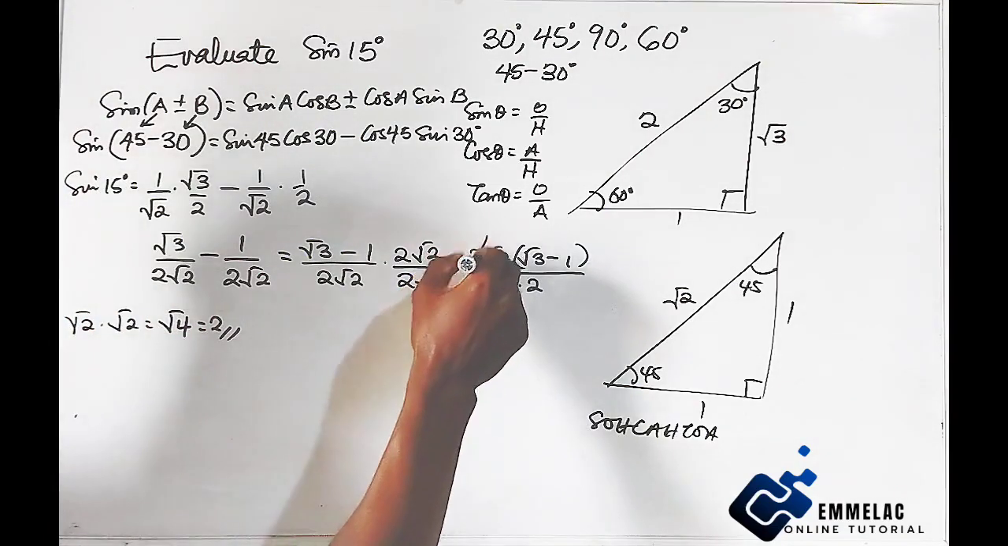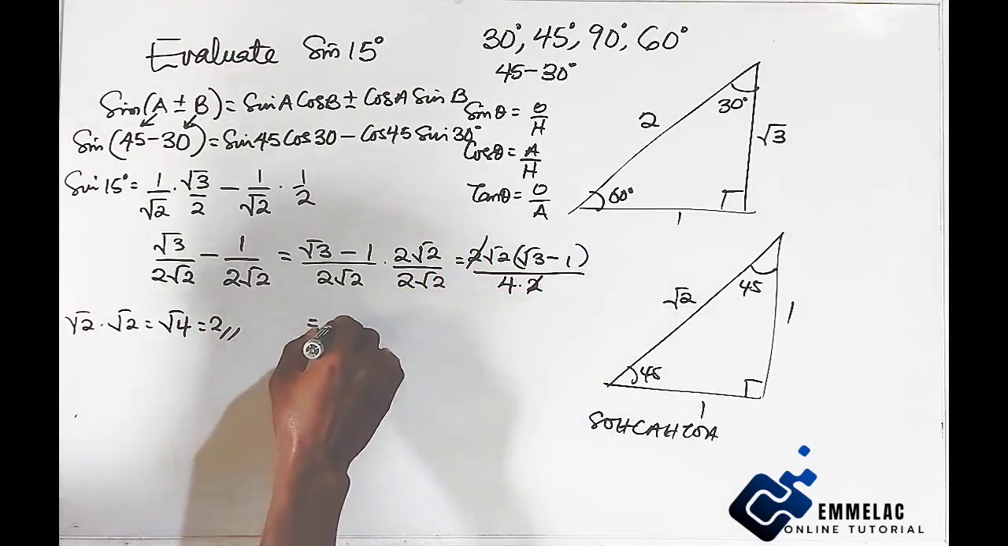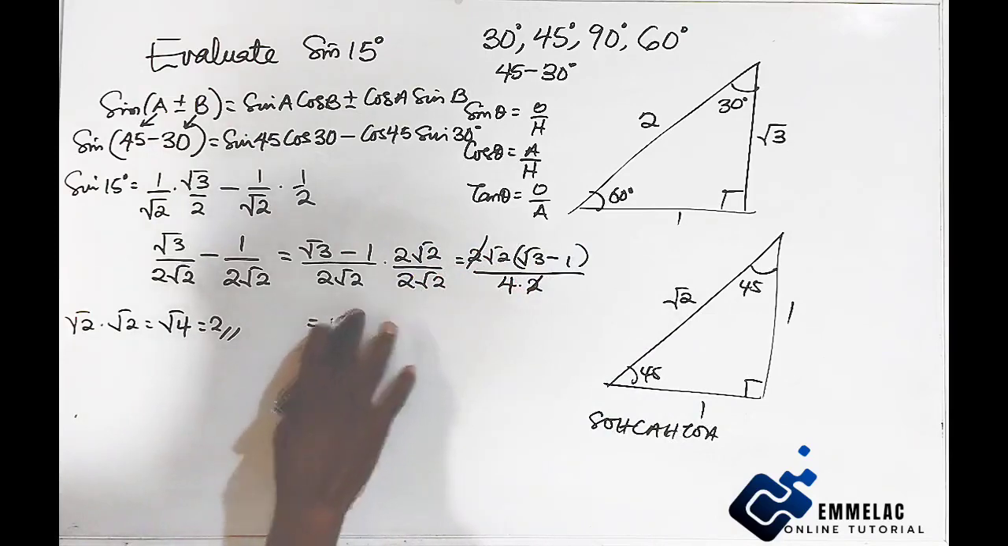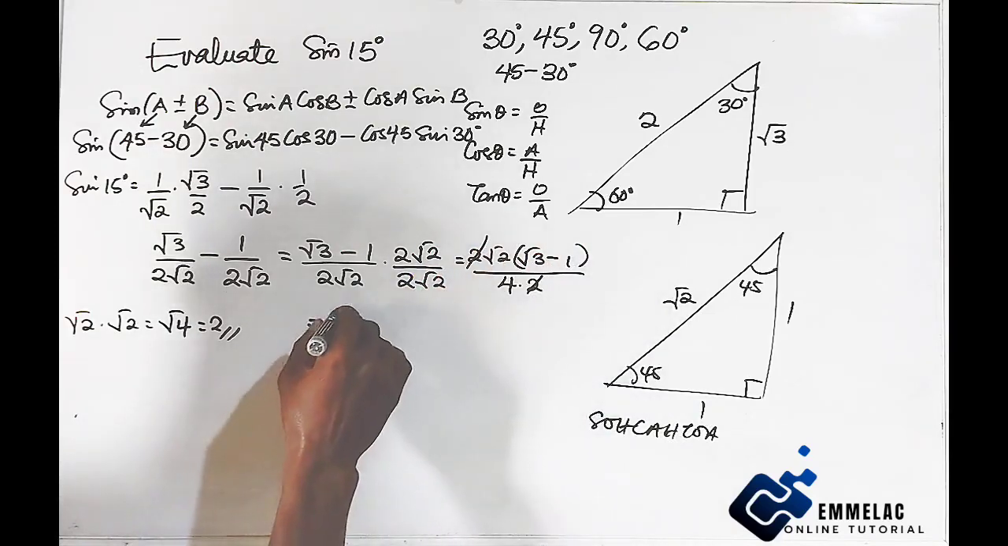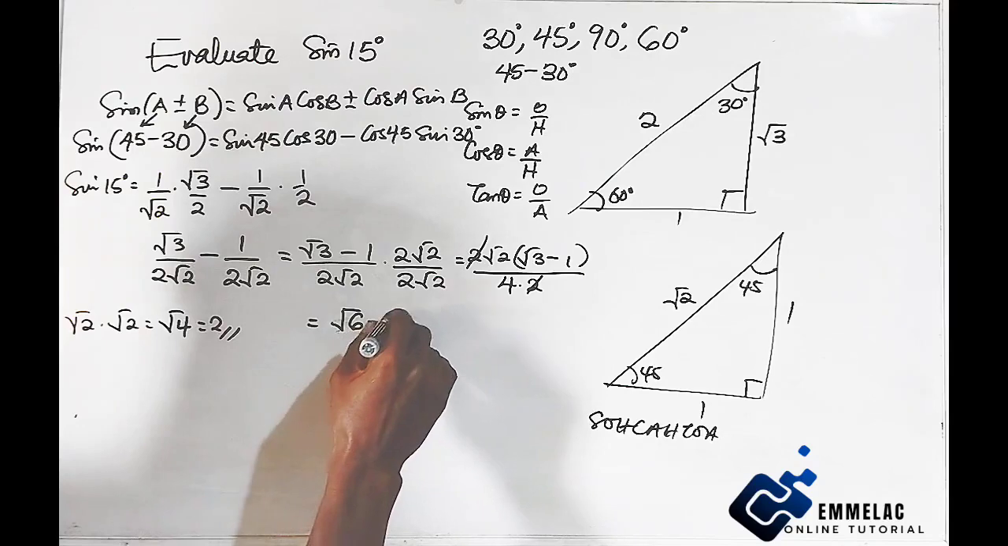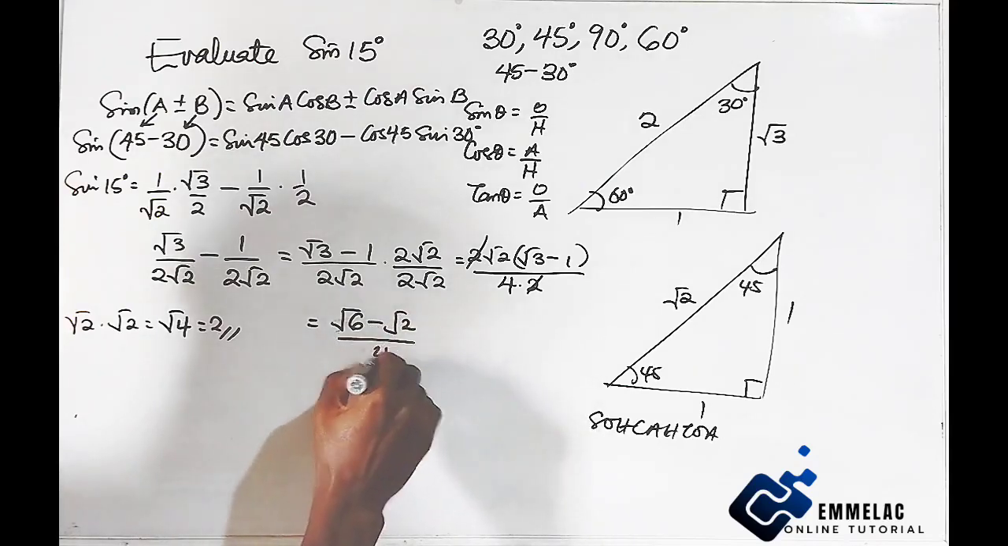So this eliminates this, and opening the bracket here, you have root 6 minus root 2, all over 4.